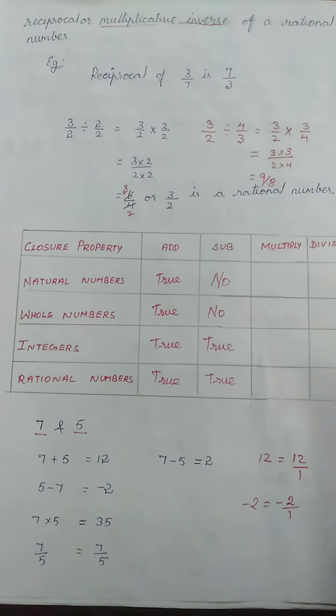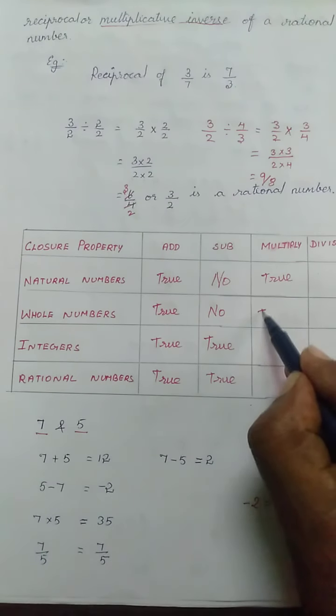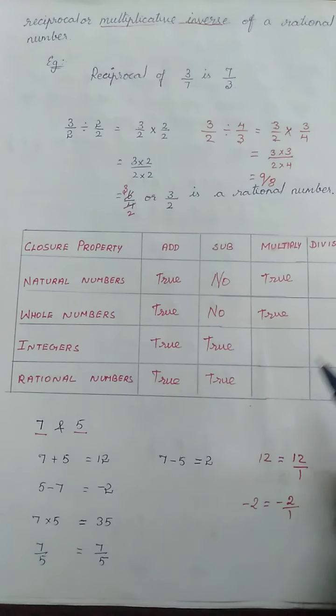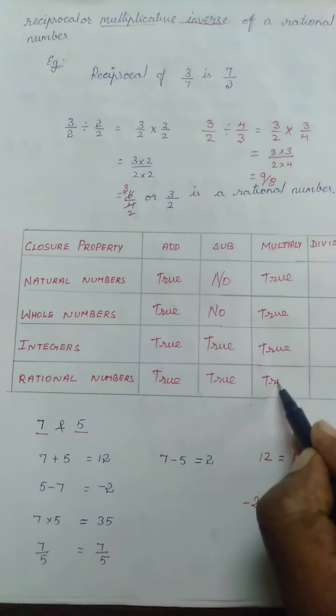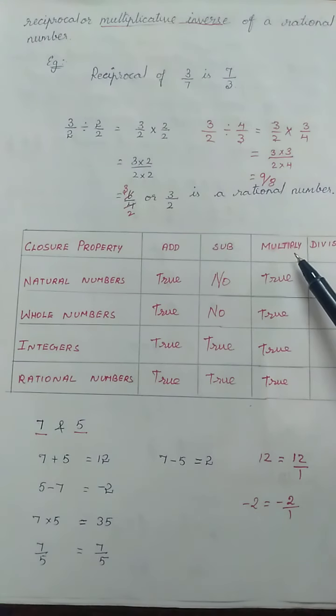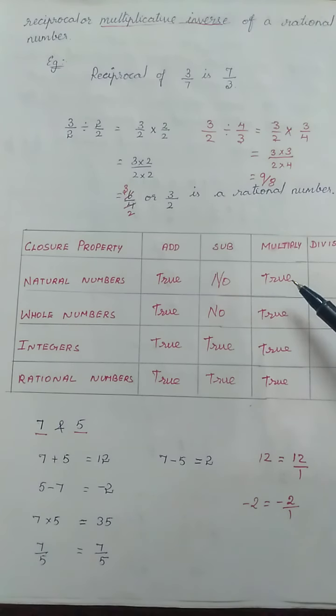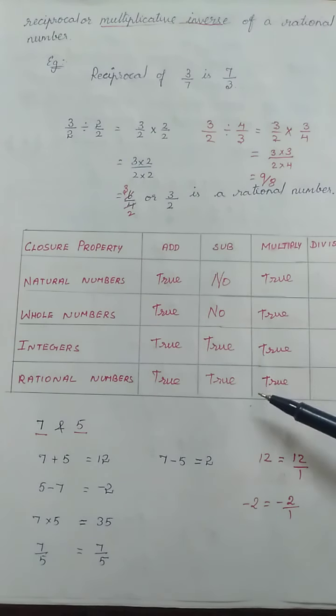Let us check multiplication. 7 fives or 5 sevens, both will give you the same answer, 35. Is 35 a natural number? Yes. Is 35 a whole number? Yes. Is 35 an integer? Yes, it's a positive integer. Is 35 a rational number? Yes, it's a rational number. So closure property under multiplication is true for all the numbers: natural numbers, whole numbers, integers and rational numbers.